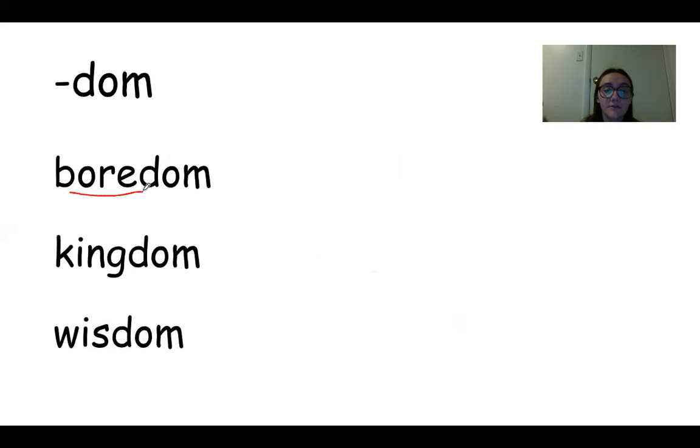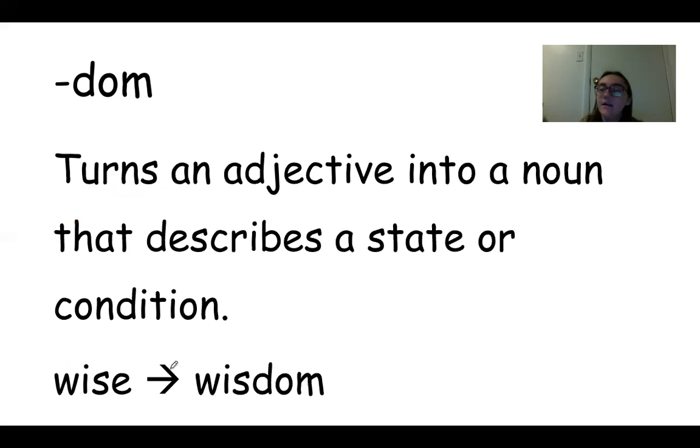So you can add DOM to the ends of lots of different words, right? Bored, right? Bore becomes boredom. You add the DOM. King becomes kingdom. Wise becomes wisdom. So it changes what the word is. DOM turns an adjective into a noun that describes a state or condition. Remember, when I say state, I'm not talking about the United States. I'm talking about a way of being, right? Like happy or sad. Wisdom is a state of being. It's a way of living. Same with freedom. Freedom is a way of living.